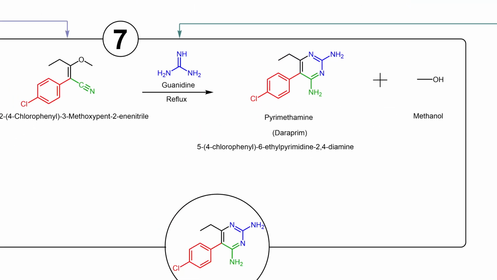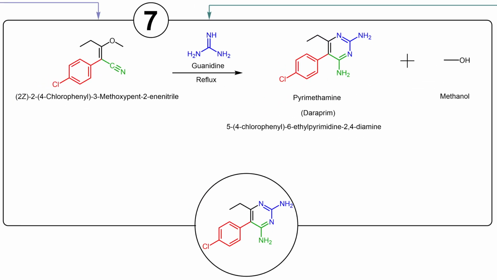Finally, after all of this work, we get to the last step in making pyrimethamine. The final step is reacting the methoxypentane nitrile with free-base guanidine to produce the final product, pyrimethamine. I hope this made your understanding of the series easier.